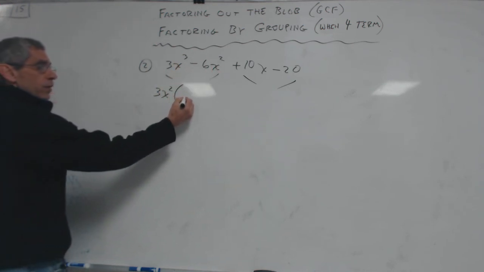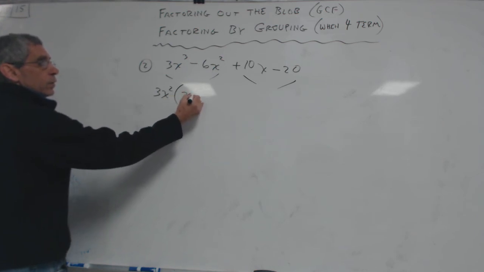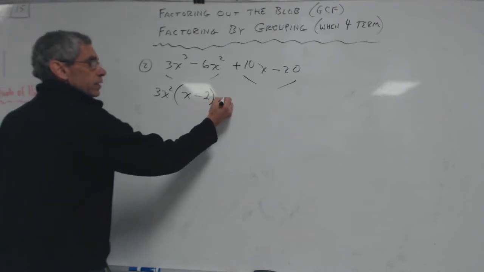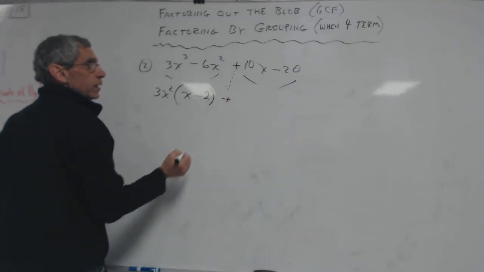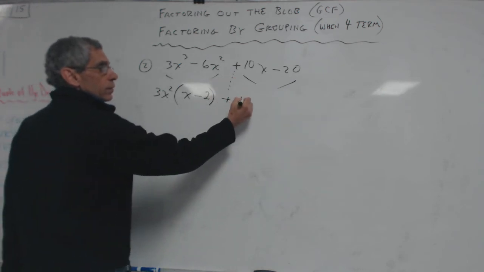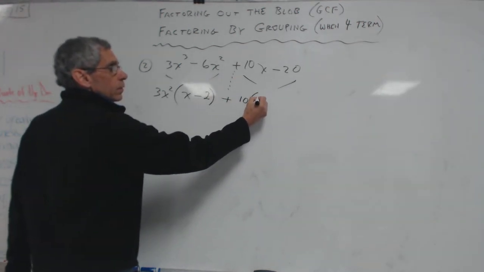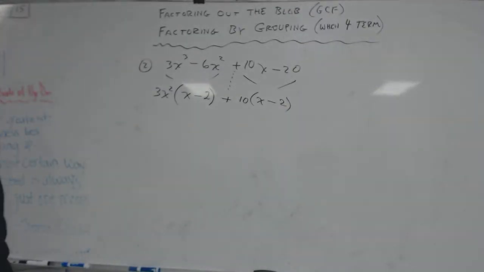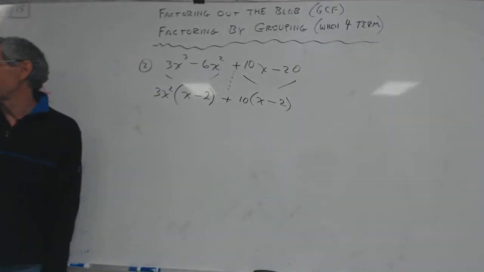All right, what would I have here? You would have x minus 2. That's correct. And then plus, because I gotta bring that plus down. Plus 10. Yeah, that's the x minus 2. Okay, so we have finished the factoring by grouping. Now what method are we going to use? Factoring out the blob. The blob.